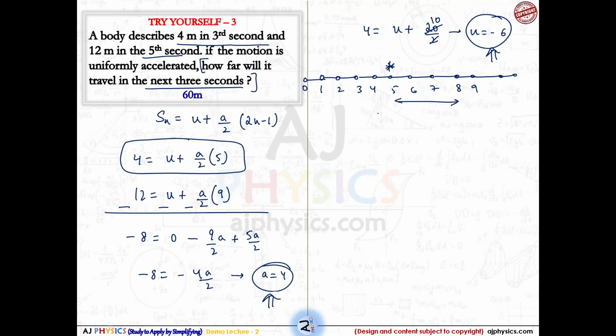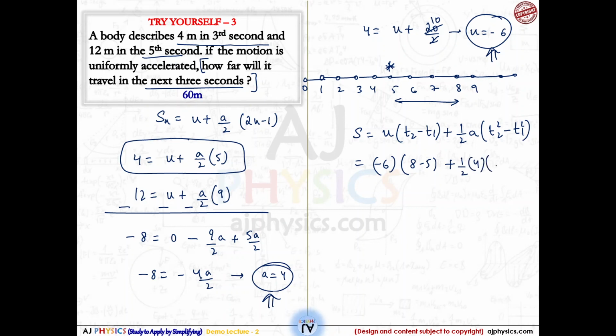So I've already told you the distance covered is u multiplied by t2 minus t1 plus half a multiplied by t2 square minus t1 square. Substitute this here and you will definitely get the answer. This is negative 6 multiplied by 8 minus 5 plus half a, that is 4 multiplied by 8 square minus 5 square.